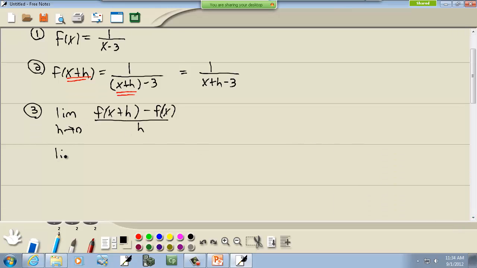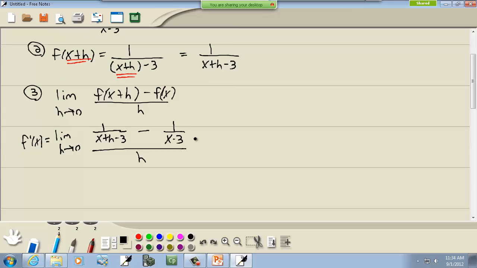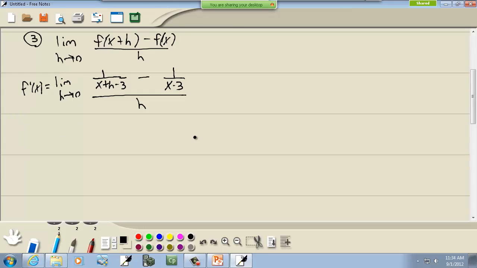Okay, so actually I forgot to put the f prime there. Our derivative, f prime of x, is equal to the limit as h goes to 0 of f of x plus h, which is this one right here, 1 over x plus h minus 3, minus f of x, which was 1 over x minus 3, all over h. Now the problem with this one is if we put 0 in for h, again we have 0 in the denominator. Same story.